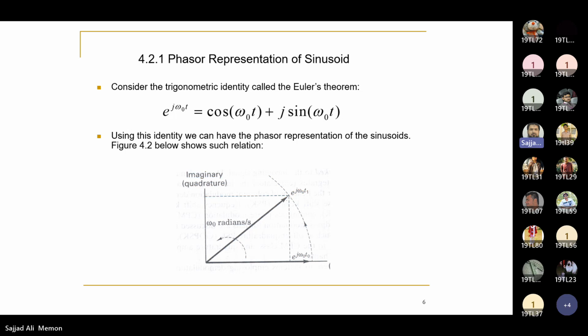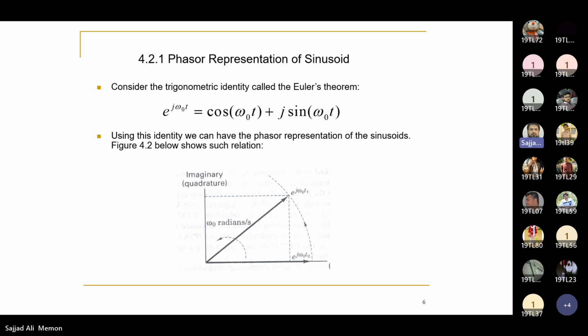Consider the trigonometric identity called Euler's theorem, in that we have e^(j omega naught t) is equal to cos omega naught t plus j sin omega naught t. Euler's theorem, you might have heard or learned. In that we have a real part that is cos omega naught t, and we have an imaginary part that is j sin omega naught t.